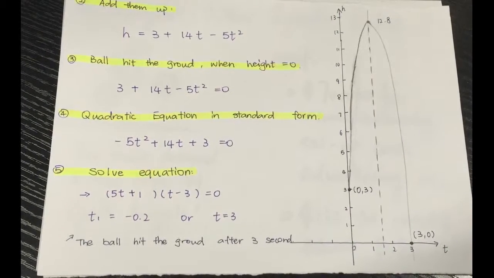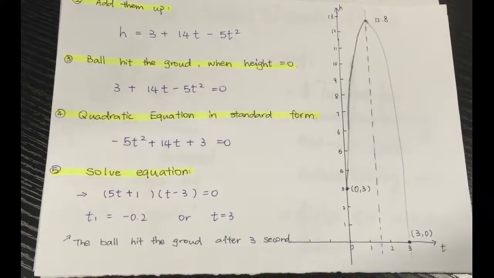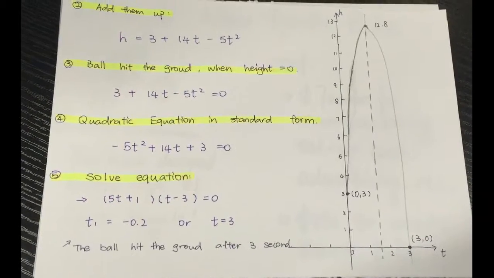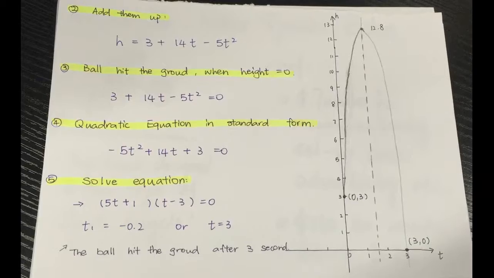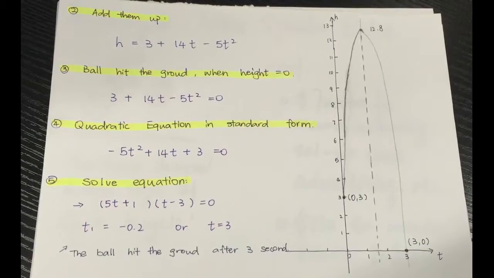So we solve the equation. We get two answers: t1 equals negative 0.2 and t2 equals 3. Based on the real life example, because there are no negative times, the answer is t equals 3. So the ball hits the ground after 3 seconds.